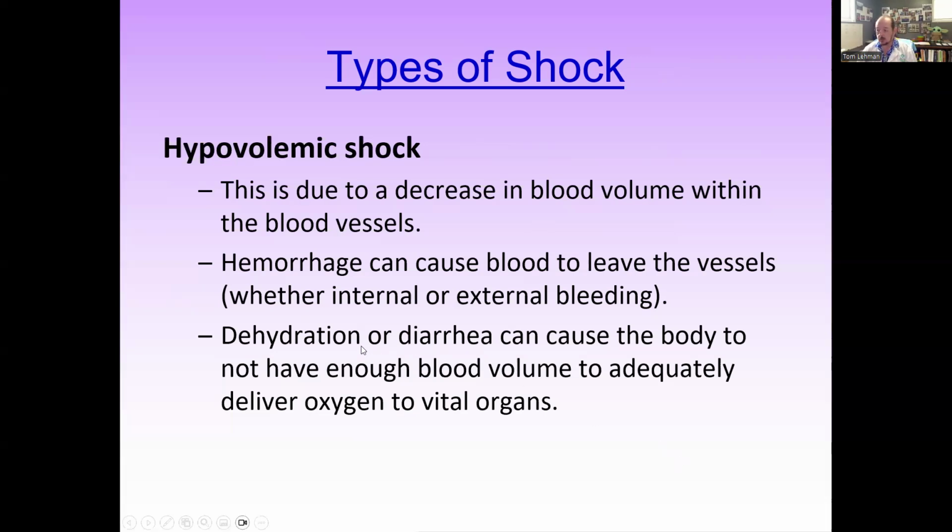Dehydration or diarrhea can also do this as well. And so if you've been sick for several days with a lot of diarrhea, or you've been throwing up everything for days and days and days, you're going to be hypovolemic. You're going to be fuzzy. You're going to be discoordinated. This is especially a concern for little newborns. If newborns have severe diarrhea or a lot of vomiting, they start with a small blood volume. If they've been pumping out a lot of fluids, then that's going to put them into shock very, very quickly.